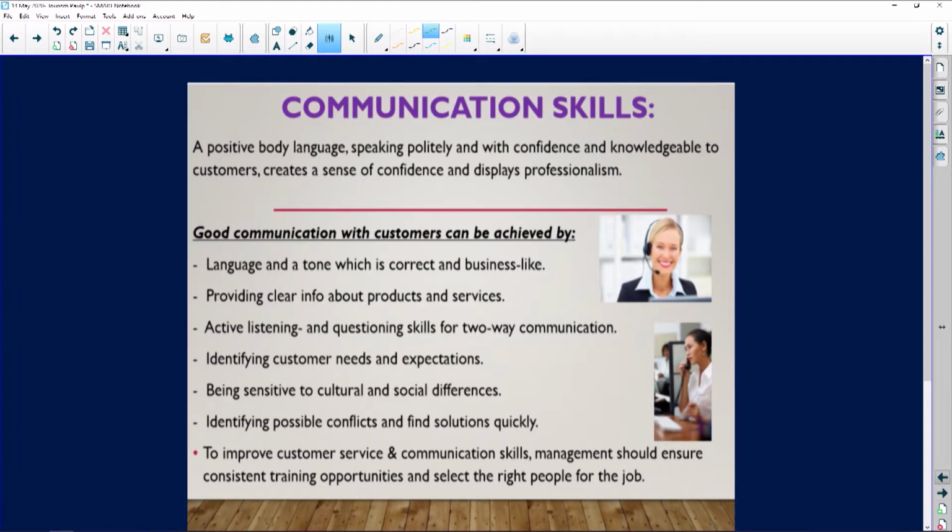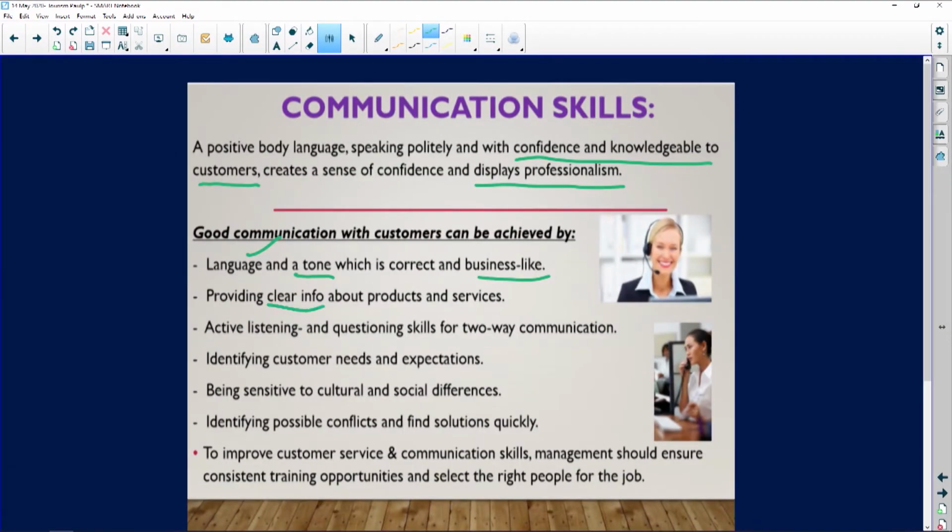And then communication skills, the last part of our chapter before we will take a break again. A positive body language, speaking politely with confidence, and showing that you've got knowledge to be able to deal with the customer. This will create and display professionalism. How can we actually communicate with customers in a good way? By the use of our language and the tone we speak with them. It will show them that we know what we're doing.